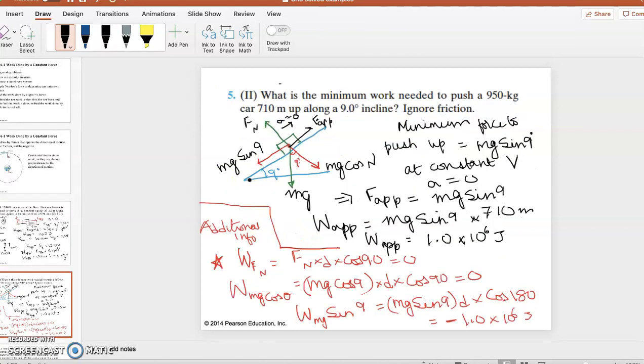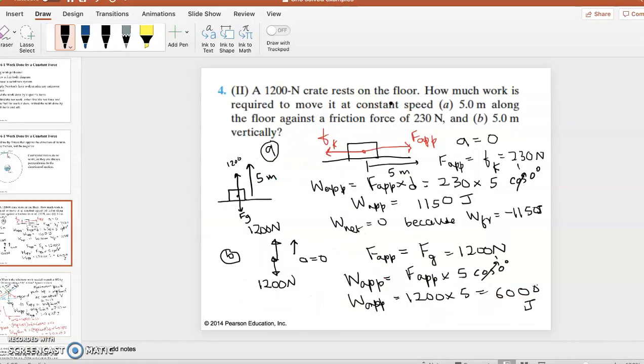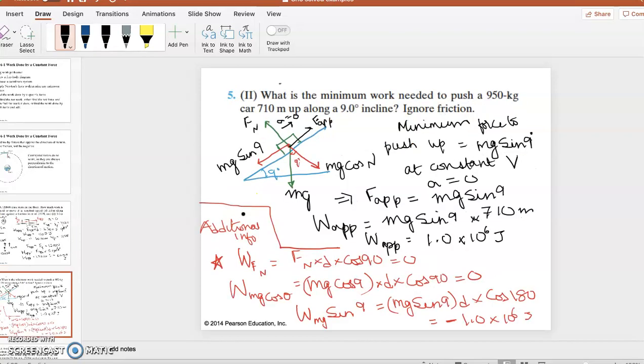Here it is the same concept, but with an inclined plane. This is a box on an inclined plane, with a very small inclination, which is 9 degrees. And it asks, what is the minimum work? And actually, the previous one also is a minimum work. He should say minimum work, because the minimum work is required to overcome the friction force. Here, the minimum work is required also to overcome the gravitational force. This is really a good, accurate question.